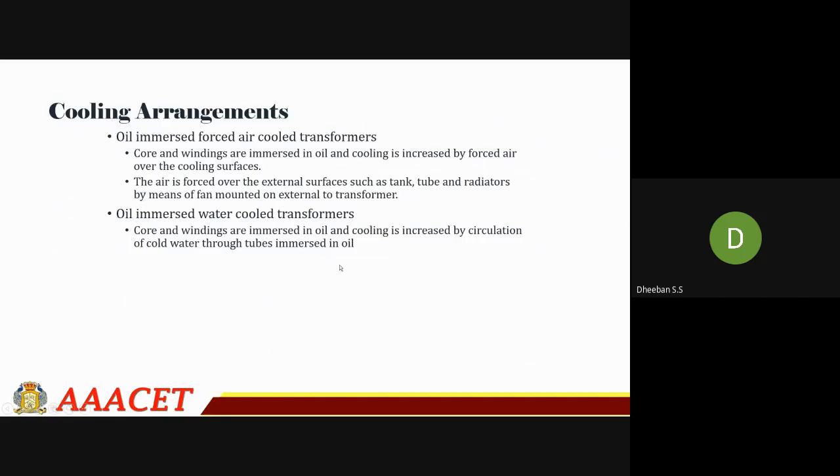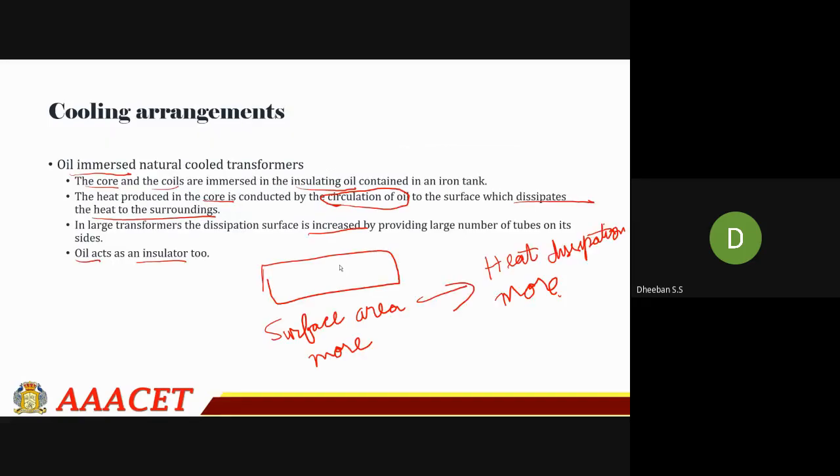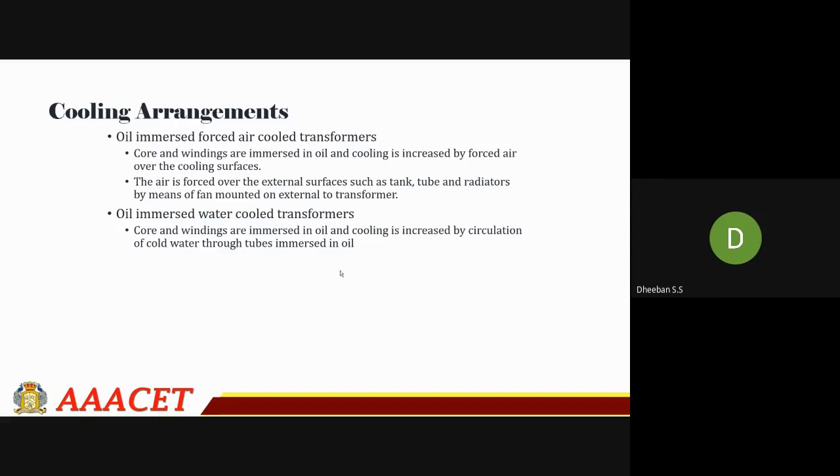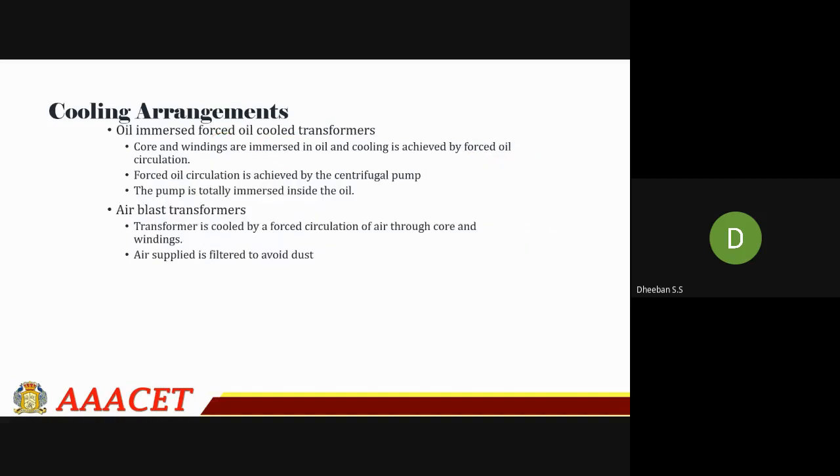So next is about the cooling arrangement. In the cooling arrangement itself, we have seen oil immersed, natural cool. Next is the oil immersed, forced air cool. In this, they will be forcing air over the cooling surface, apart from circulating the oil. Next is the oil immersed water cooled transformer. Here the core and the windings will be immersed in the oil, and cooling is increased by circulation of both cold water as well as oil.